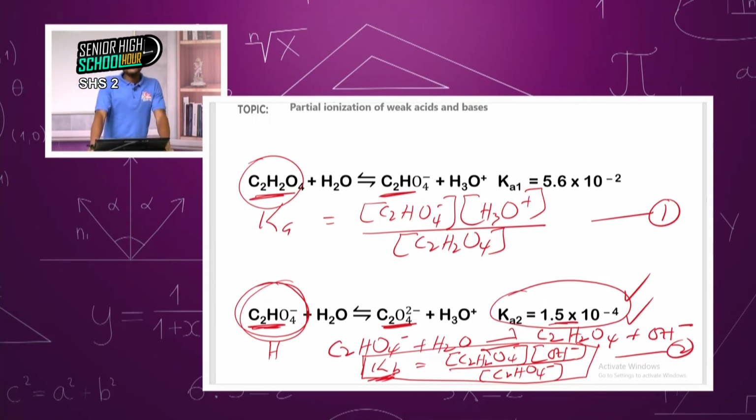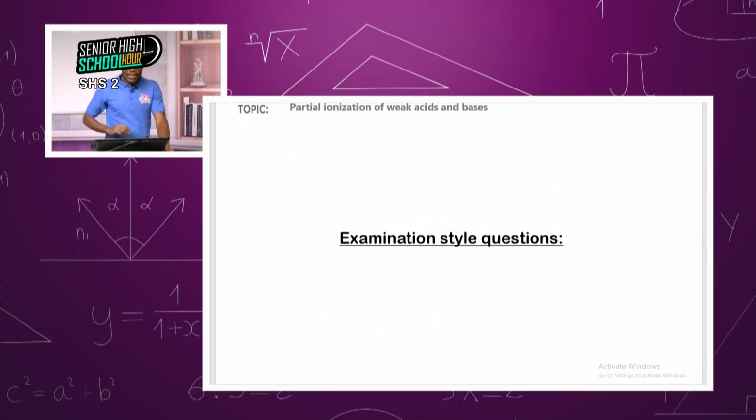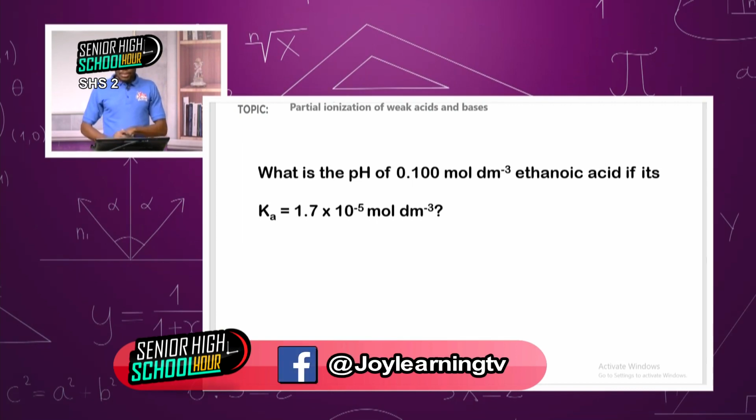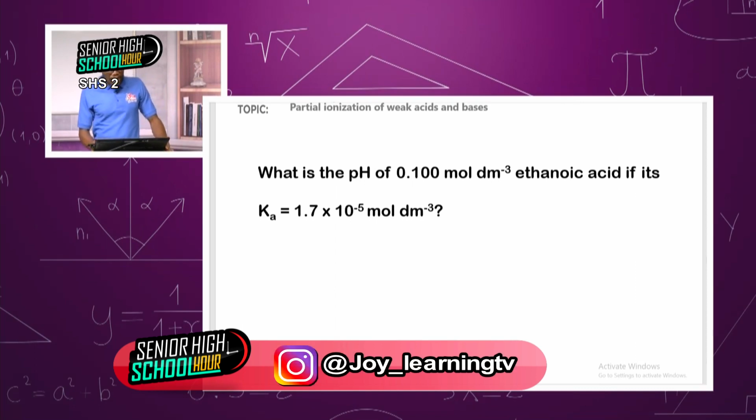Okay, so now that we have the concept, let's see how we can apply. So let's look at examination style questions. Question number 1: what is the pH of 0.100 mole per dm cubed ethanoic acid if its Ka equals 1.8 times 10 power negative 5 mole per dm cubed?